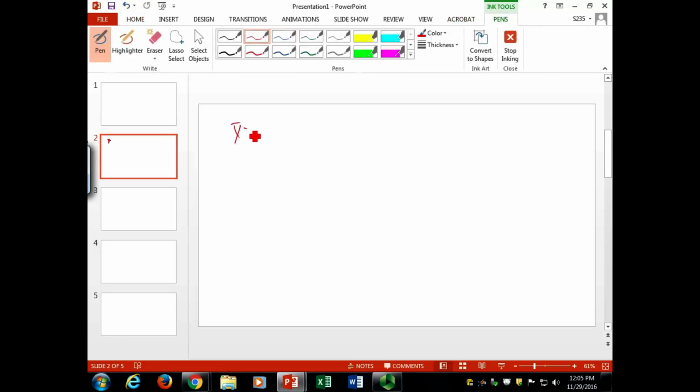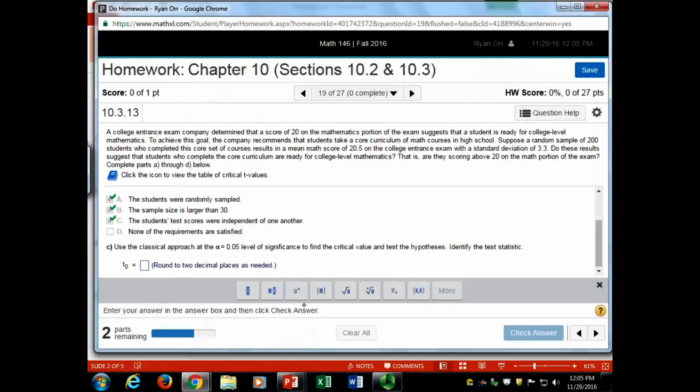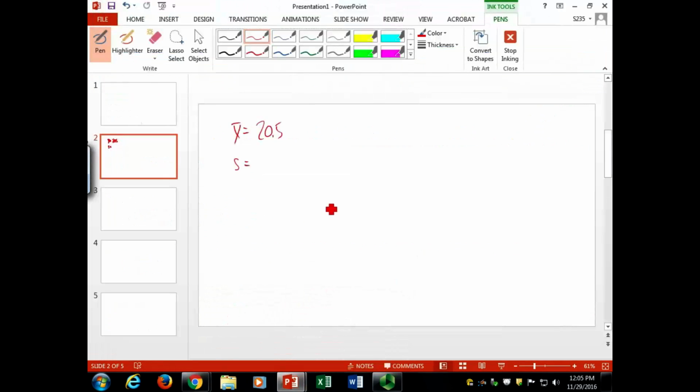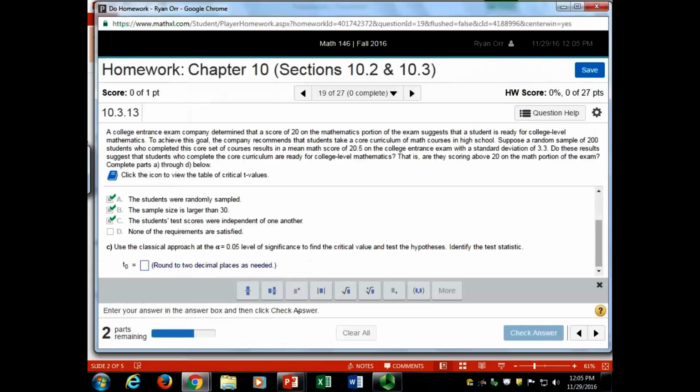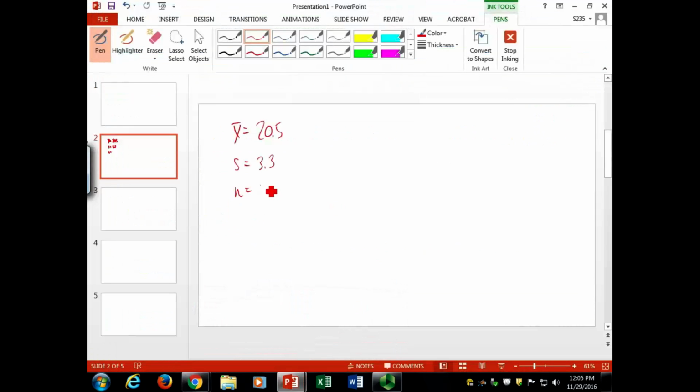So here our x bar was 20.5 and our standard deviation was 3.3. And our sample size was 200. So then our t statistic, and the claimed mean was 20, right? So we need to do 20.5 minus 20 all over 3.3 over the square root of 200. Let's see what we get.